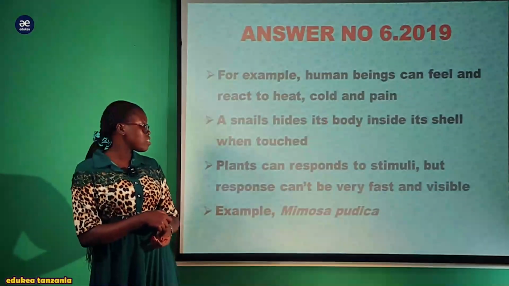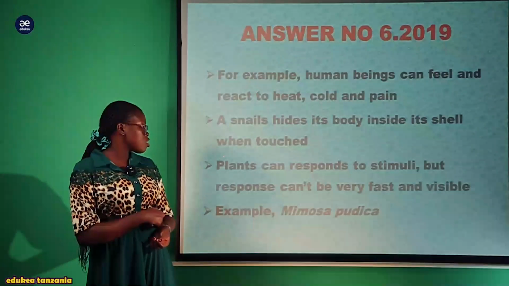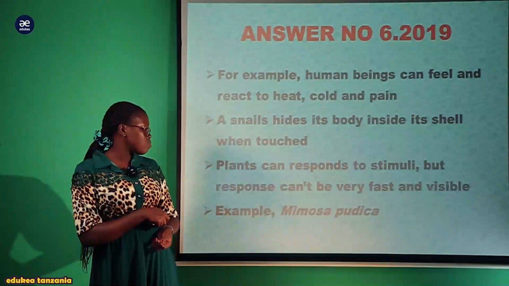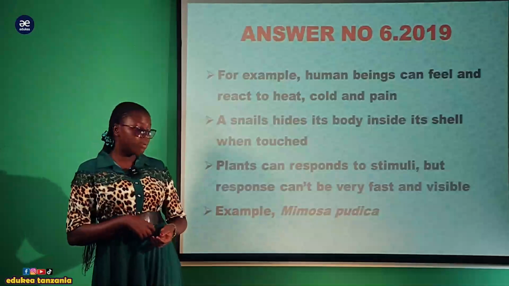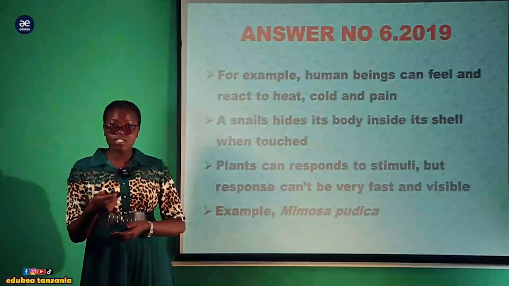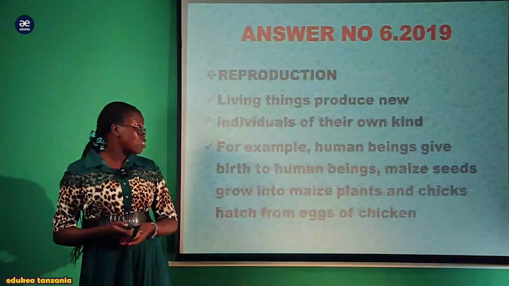A snail hides its body inside its shell when it is touched. Also, plants can respond to stimuli, but the response can't be very fast and visible. For example, the leaf of the mimosa pudica tends to fold once it is touched.